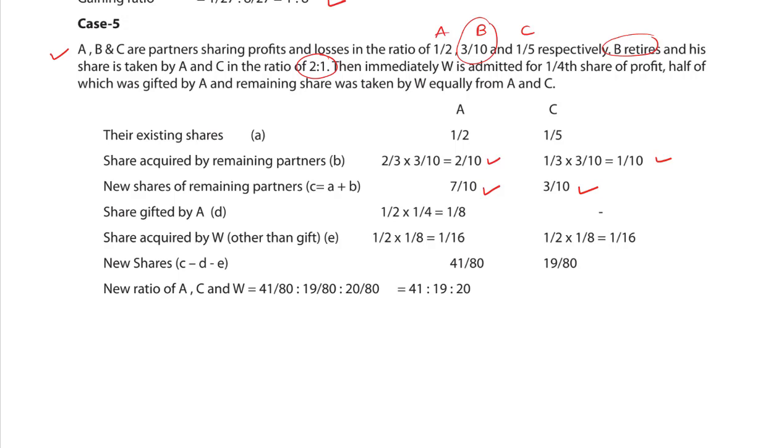Share gifted by A, that is 1 by 2 multiplied by 1 by 4, that is 1 by 8. Share acquired by W: 1 by 2 into 1 by 8 equals 1 by 16 and 1 by 2 into 1 by 8 is 1 by 16. New share, that is 41 upon 80 and 19 upon 80. The new profit sharing ratio between A, C and W is 41 upon 80, 19 upon 80 and 20 upon 80. 41 is to 19 is to 20.